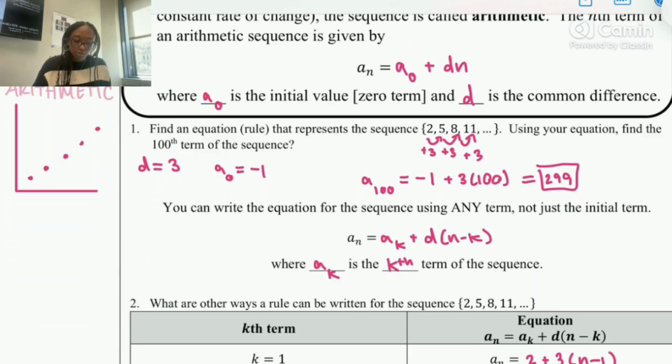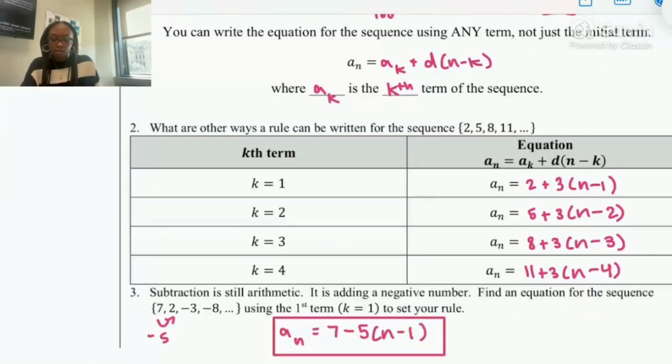And you can write the equation for the sequence in any term, not just the initial term. So a n equals a k plus d times n minus k, where a k is the kth term of the sequence. Okay, here we have our kth term, k equals 1. So we're going to look at our first term because k represents the term in the sequence.